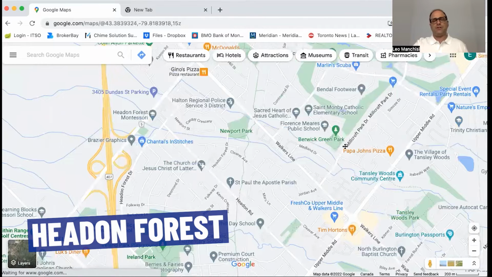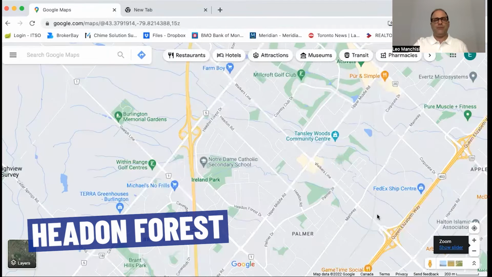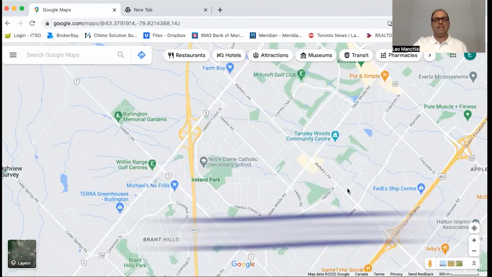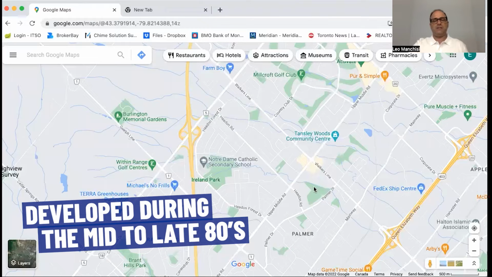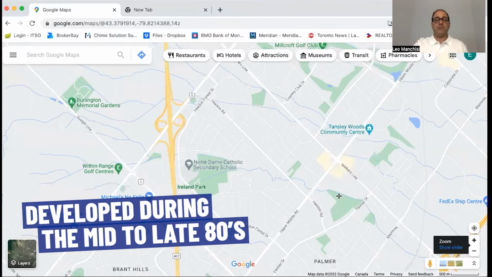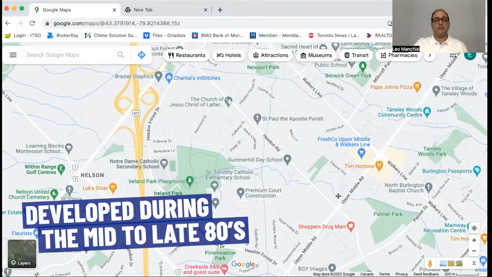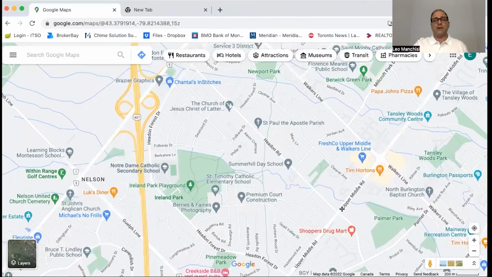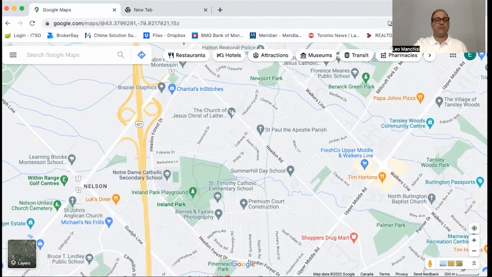So Headon Forest was developed a little bit sooner, in the mid to late 80s, I'm going to say. It's a family-friendly neighborhood that is surrounded by Walker's Line, which runs up to Guelph Line on the east-west side, and then Dundas and Upper Middle.